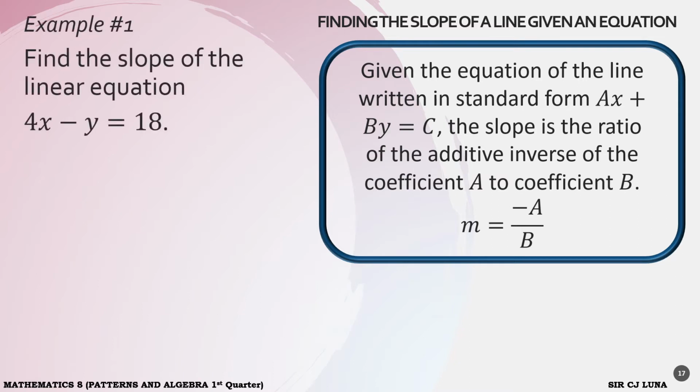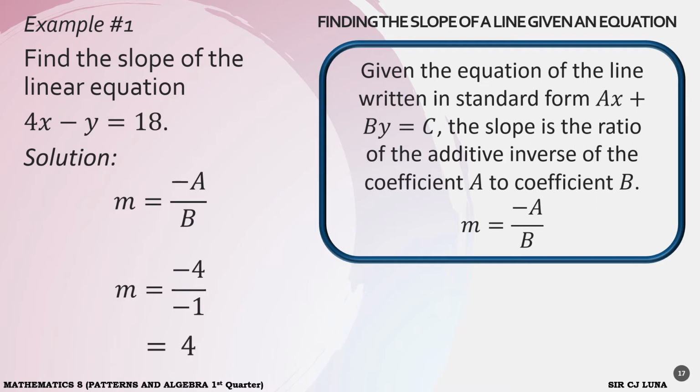Example number 1. Find the slope of our linear equation 4x minus y equals 18. As you can see, our equation is already written in standard form. So we will just identify the coefficients A and B. So solution, this is our formula, negative A. What's our A? So 4. So we have negative 4. Okay? And then your B is negative 1. Simplify. Negative 4 divided by negative 1. Okay, so correct. So the slope is positive 4.